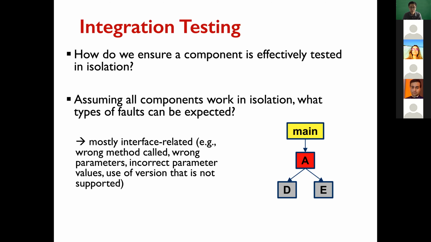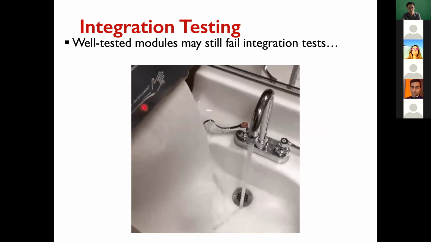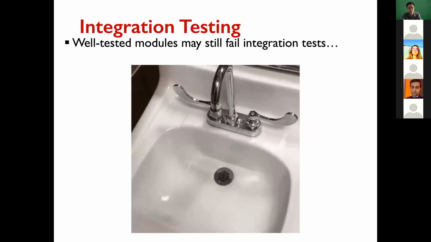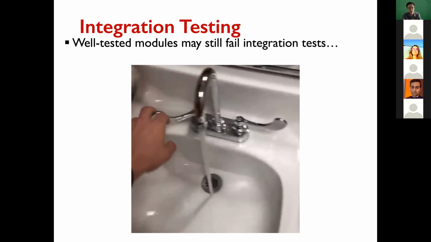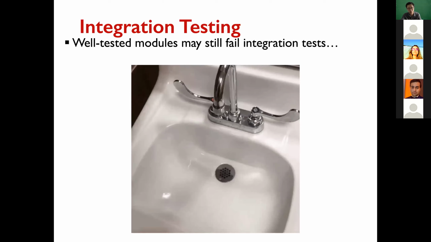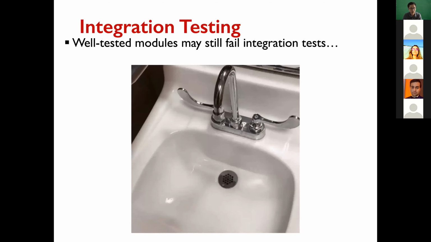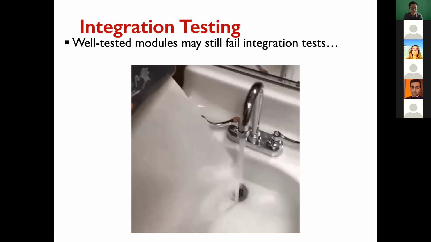Let's look at another example of why integration testing is needed. There's the paper towel dispenser and the faucet. They are both tested individually, but when they are combined together, there's a problem.